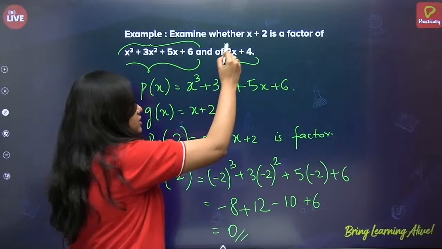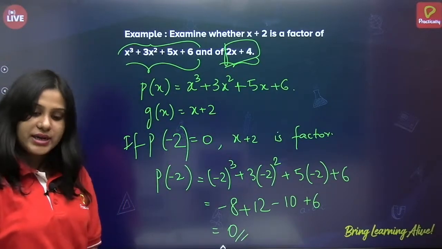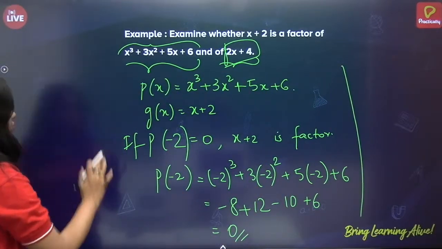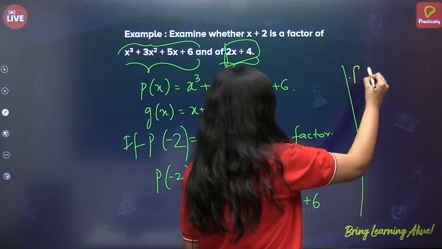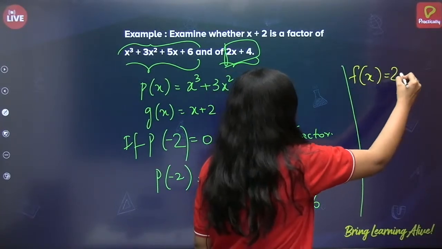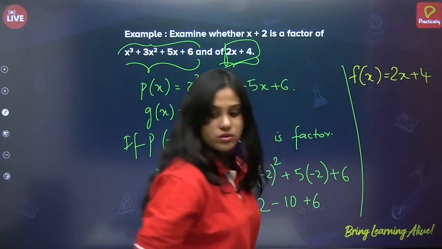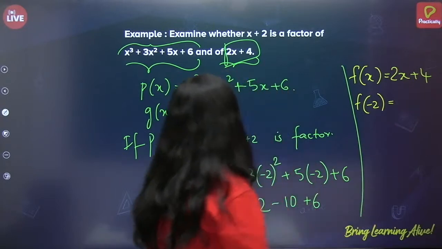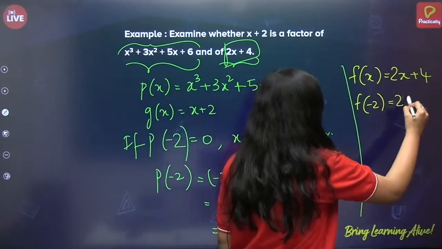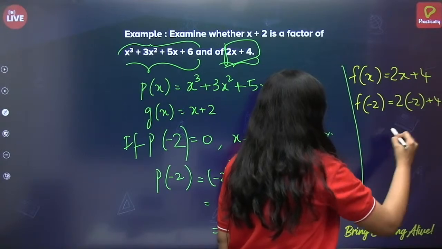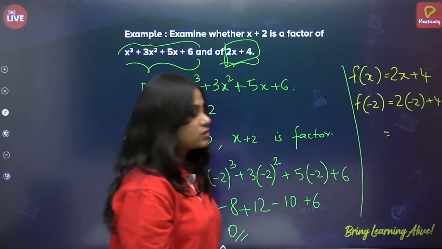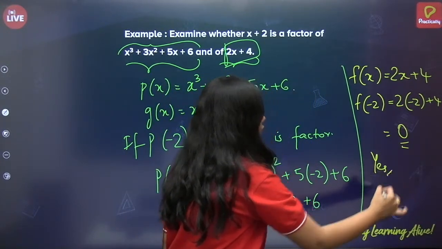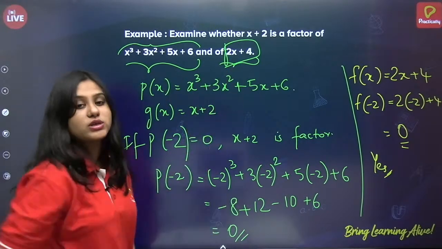Now let us do the second one. Alright, very good. It is a factor for the first one. Correct. Now next. Let us just type f of x here. f of x is equal to 2x plus 4. Okay. Now what do we have to find? f of minus 2. So what is it? 2 of minus 2 plus 4. So 2 times minus 2 is how much? Minus 4 plus 4, 0. So yes, this is also correct. So x plus 2 is a factor of both of these given polynomials.